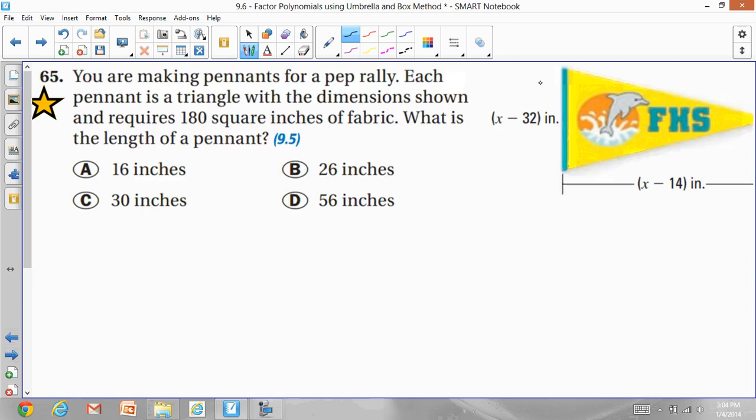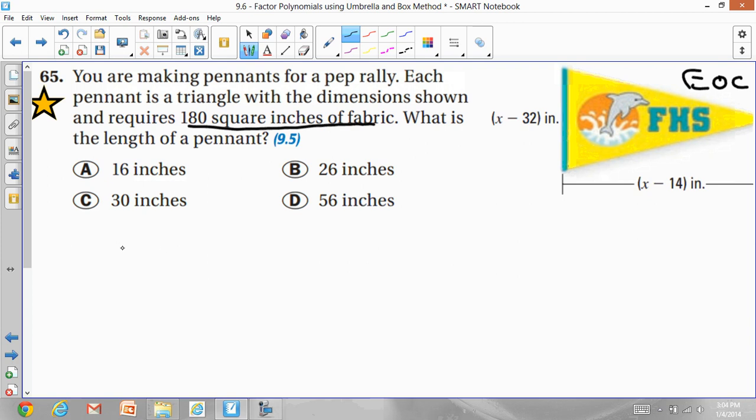Question number 65 is also an EOC kind of a question, and this question might take some multiple steps to get to the answer, so make sure that you have plenty of space. Copy the question as well. Now, one thing you need to understand is this is coming from 9.5, which is a previous lesson. We are on 9.6, so it's a review question. You are making pennants for a pep rally. Each pennant is a triangle with the dimensions shown, and it requires 180 square inches of fabric.